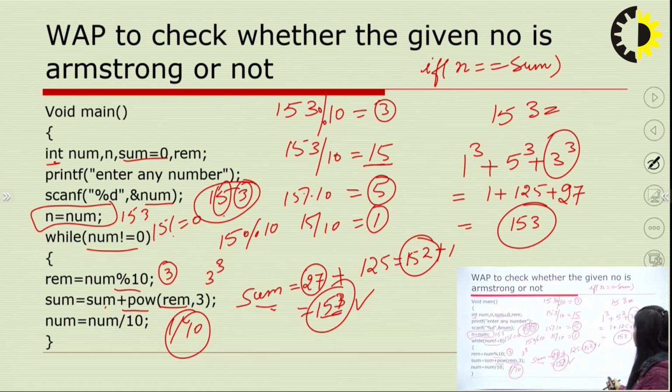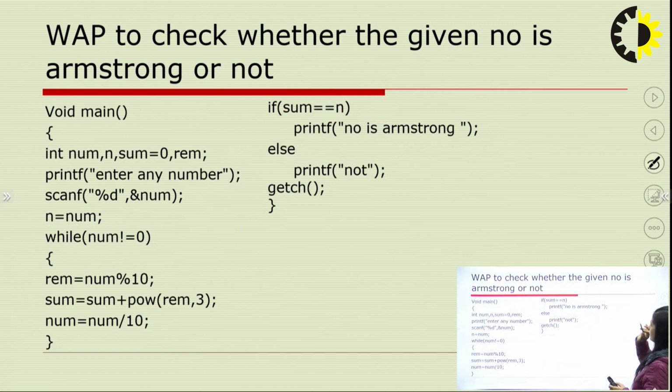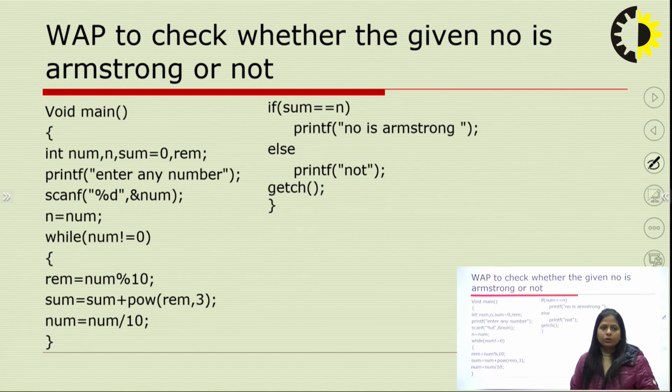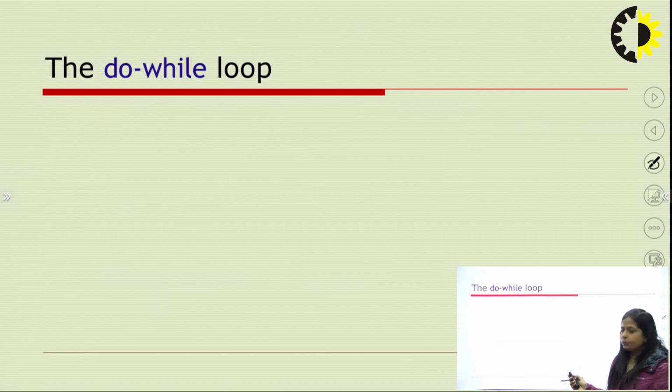Okay. So let me show you. Just a second. Now you can see whether the number is Armstrong or not. That's how we can write a program. Okay. I hope that is clear. Fine. So we'll move further.